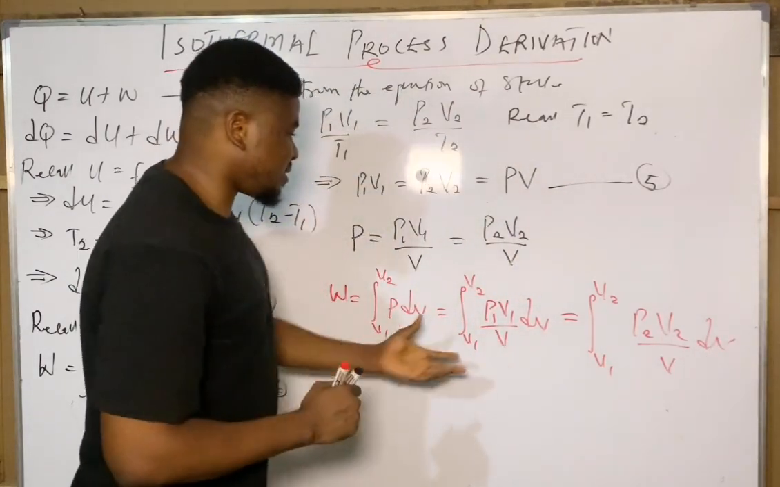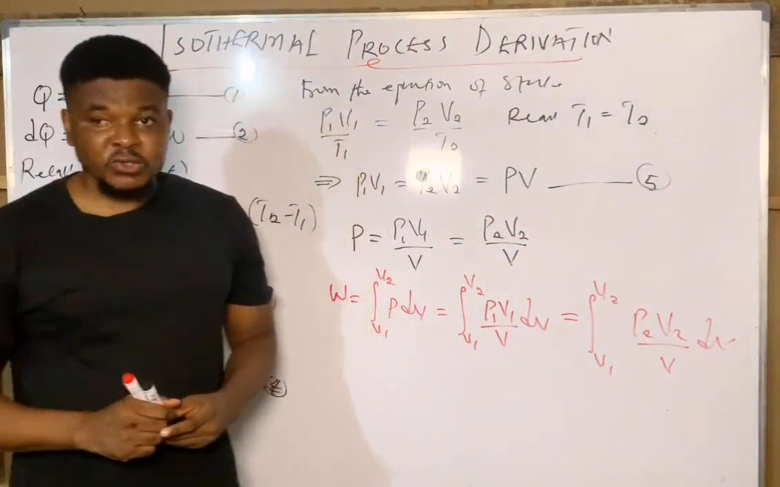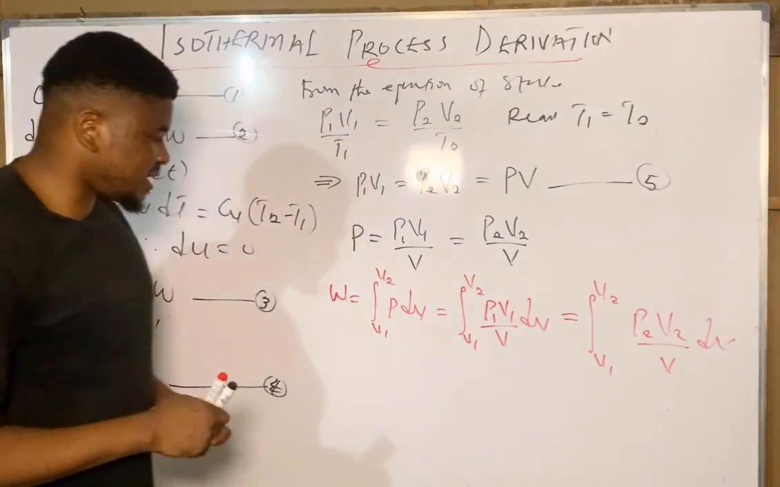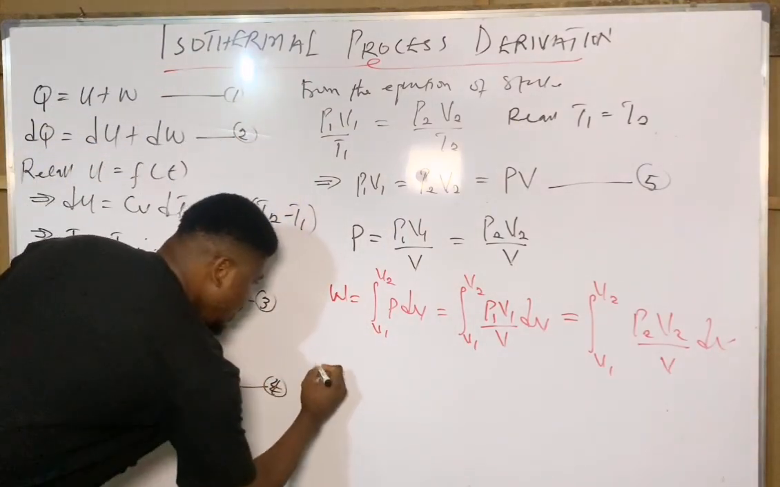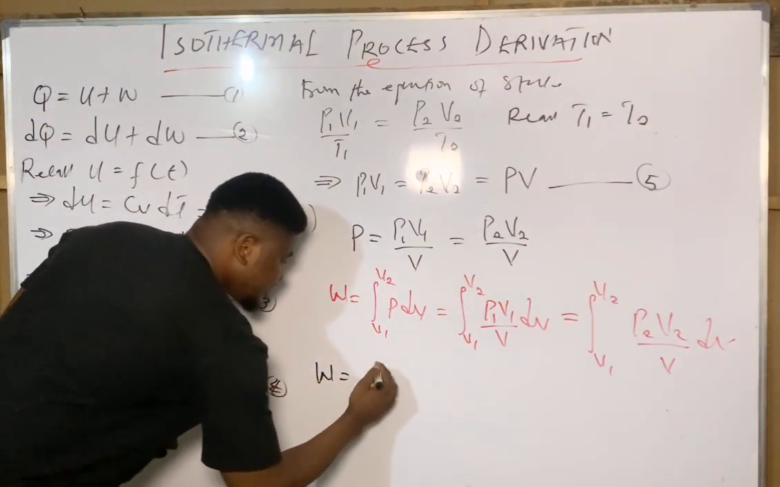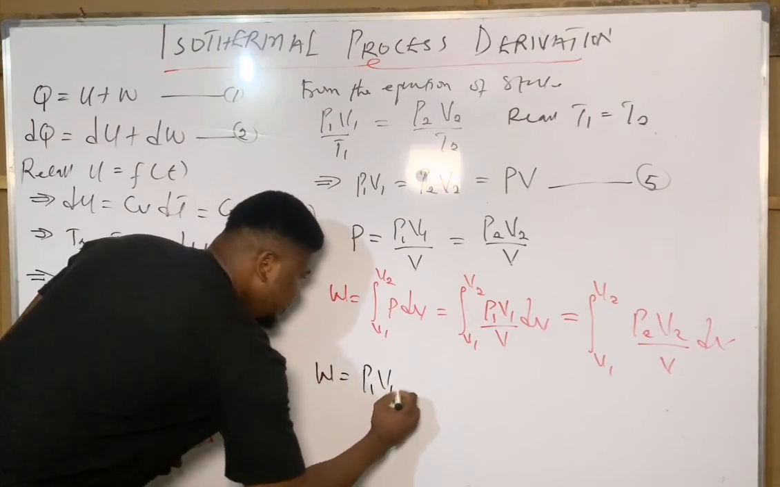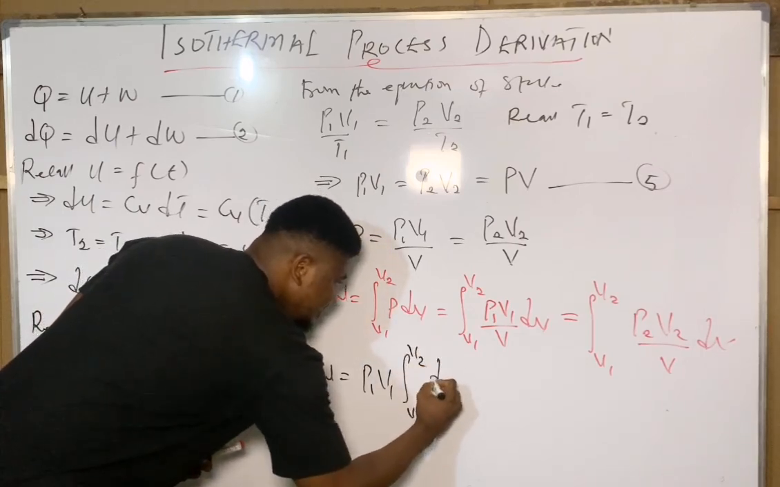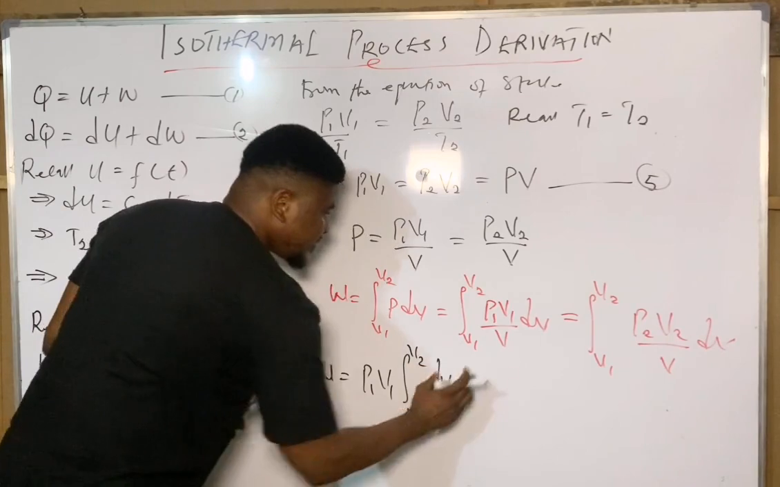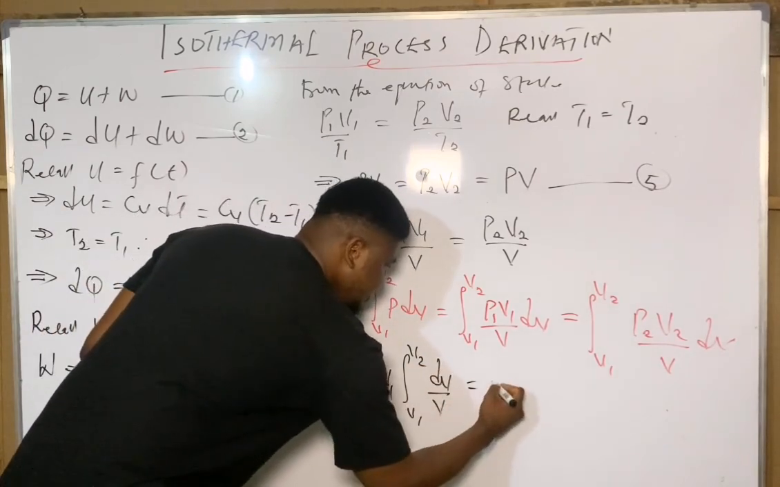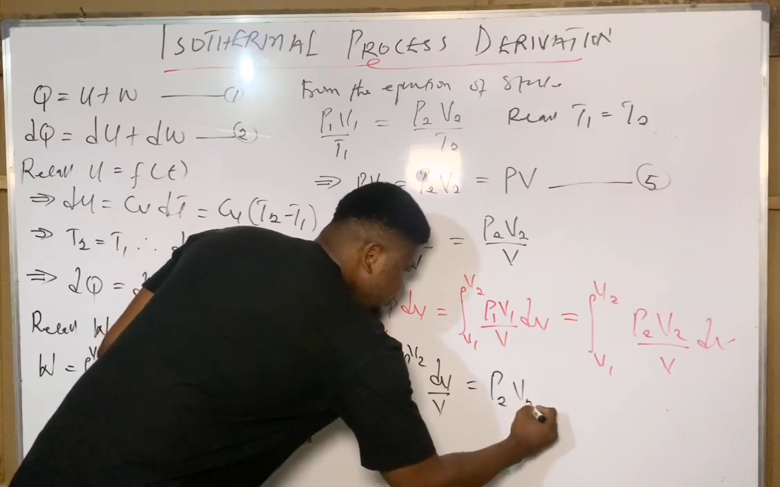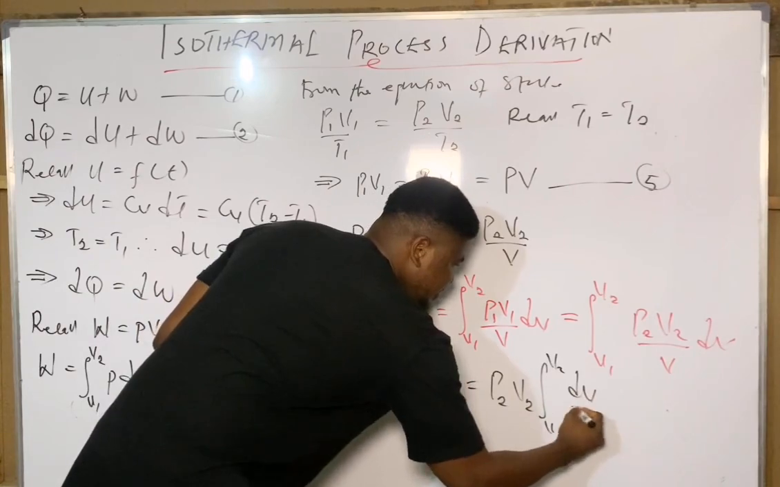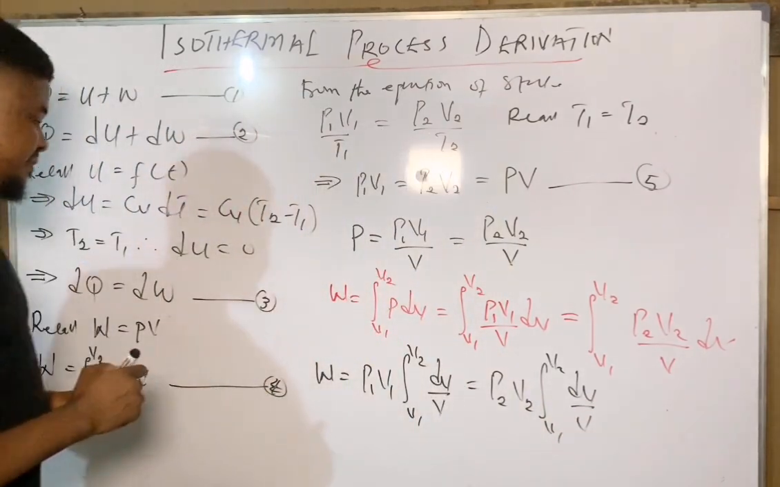Now P1 V1 and P2 V2 are known values of pressure and volume, so they are constant values. You pull them out of the integral sign. So our work done becomes P1 V1 times the integral from V1 to V2, and I'm left with dV over V for the first case. The second case still remains P2 V2 times the integral from V1 to V2 of dV over V.